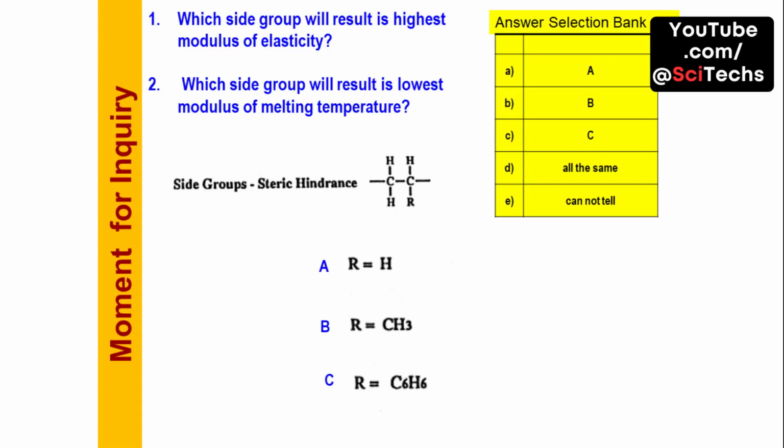Let's take a moment to inquire: which side group will result in the highest modulus of elasticity, and which will result in the lowest melting temperature? Consider the steric hindrance of each group. The answers reveal that the side group with the highest modulus of elasticity is option C, and the one with the lowest melting temperature is option B. Understanding these properties is crucial for polymer selection in various applications.